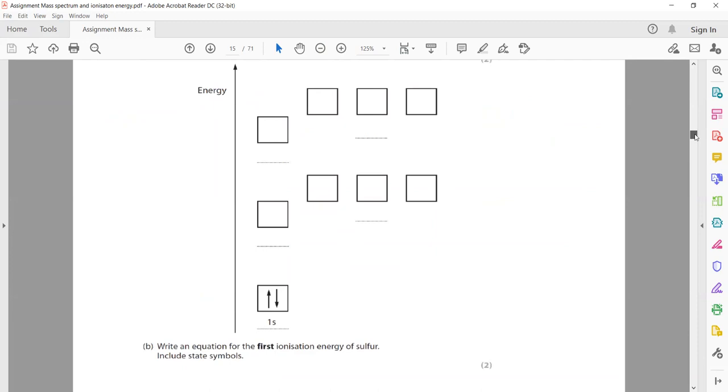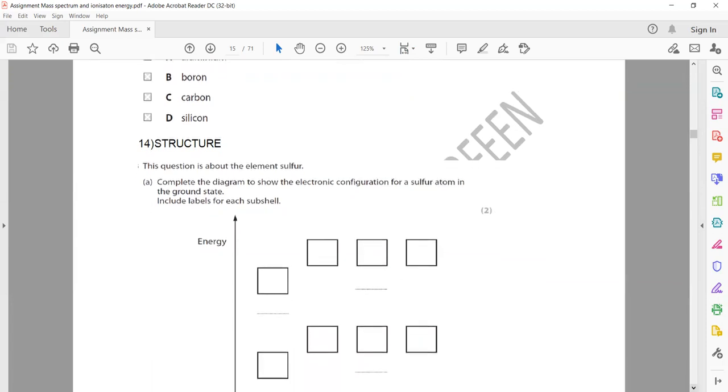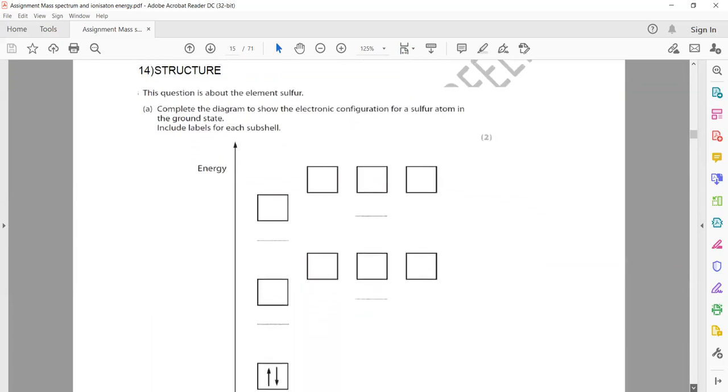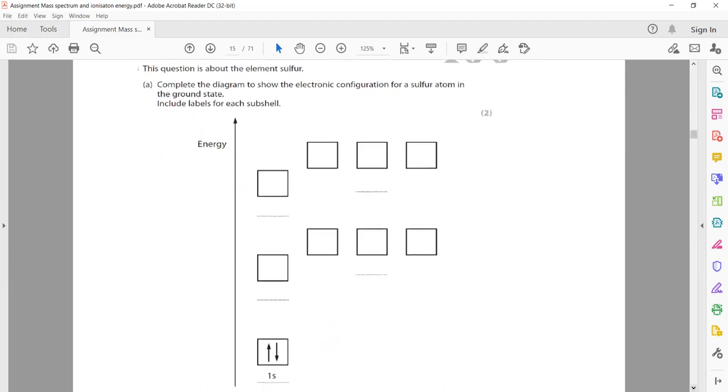Then this question is about the element sulfur, which has 16 electrons. Complete the diagram to show the electronic configuration of sulfur in the ground state. Include the label for each subshell. So we have to label each subshell.